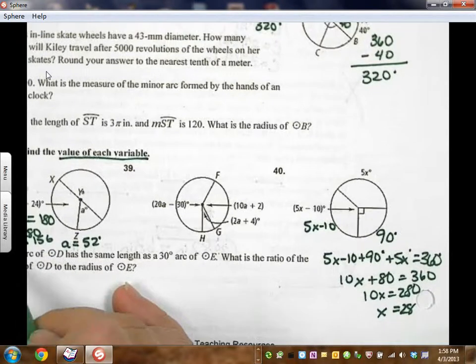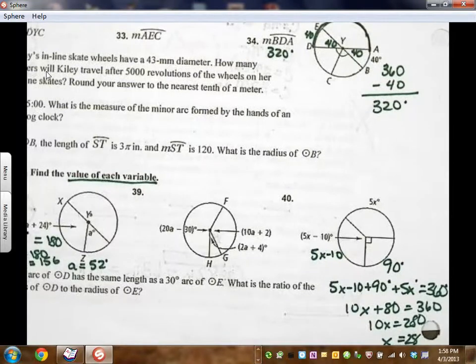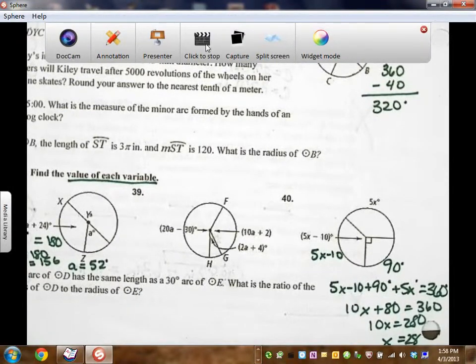Don't worry about 41. I'm going to send you a quick post about that, and that should help you know what you do and don't need to do on 10-6.